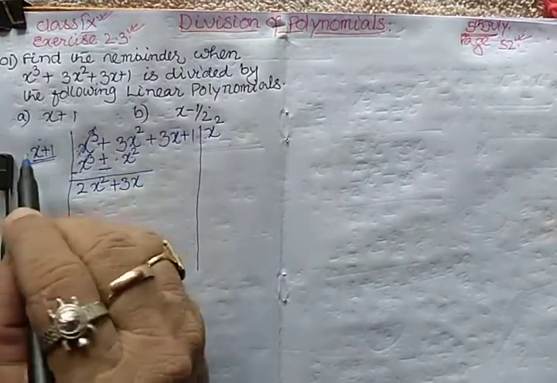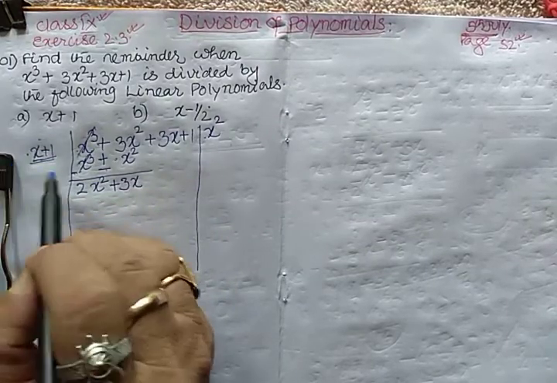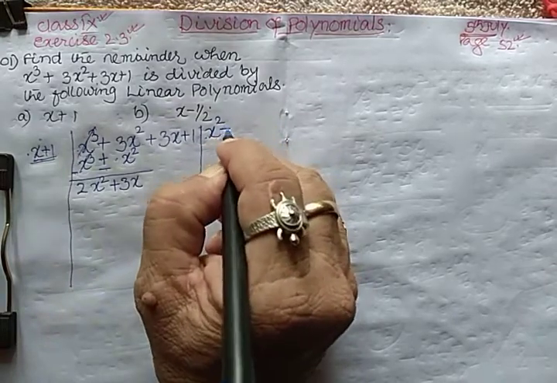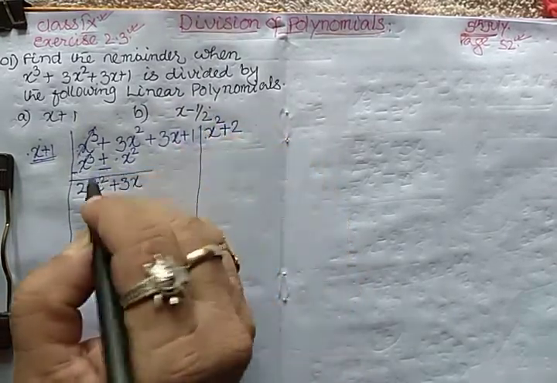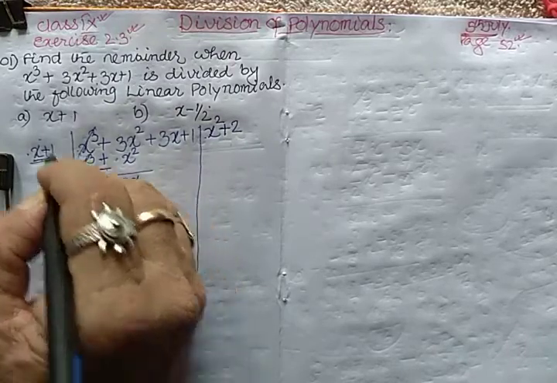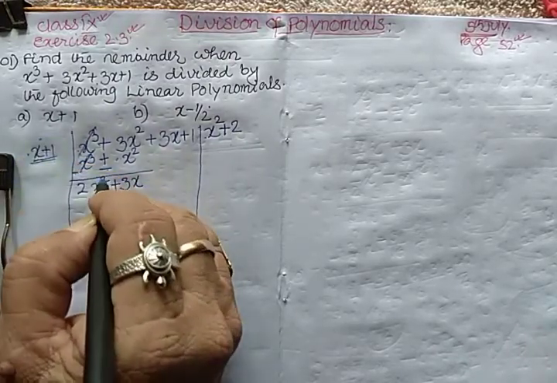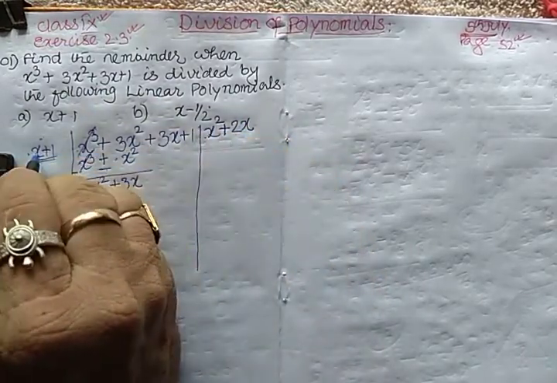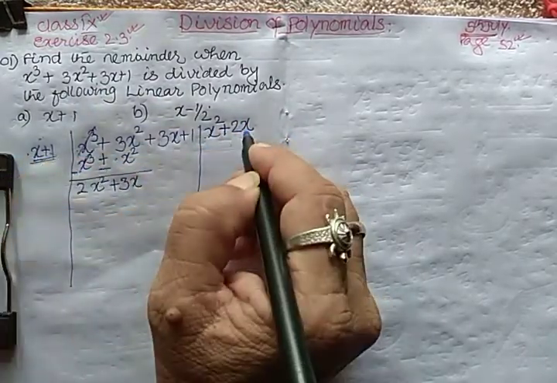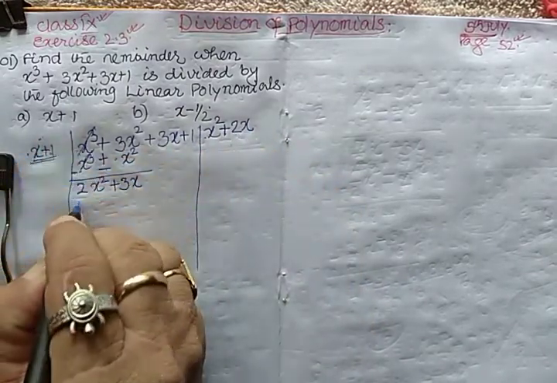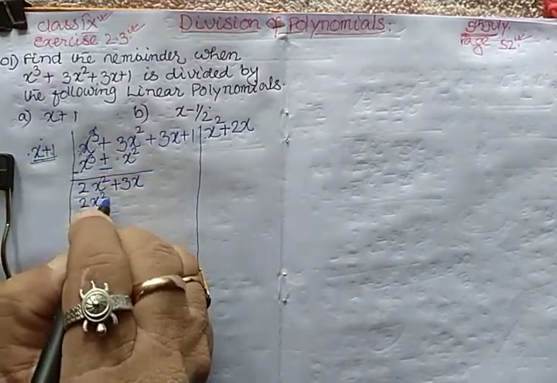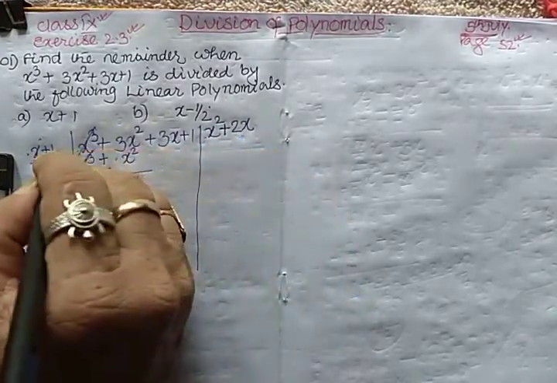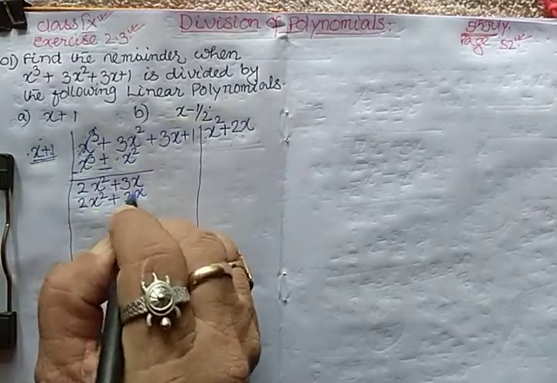Clear? In the same way, here what number is here? 1. Here you have 2. So you have to multiply by number 2. And next, here the power is 2 and here the power is 1. 2 minus 1, 1. So x. You have to multiply these two terms by 2x. 2x into x, 2x square, plus into plus, plus, 2x into 1, 2x.